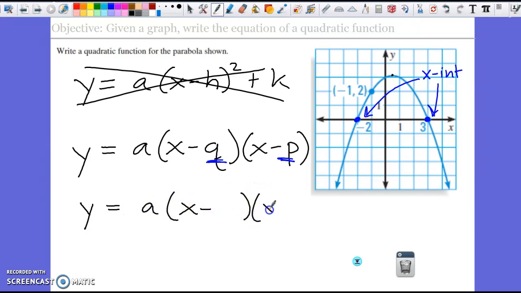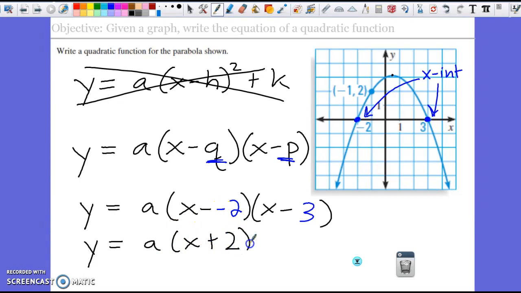So x minus, what is the first x-intercept? It's at -2, right here. So every box is worth 1, so that's -2. So x minus of -2, and then x minus of +3. Now let's simplify again. Y equals a times x minus a -2 becomes +2, and x minus 3.